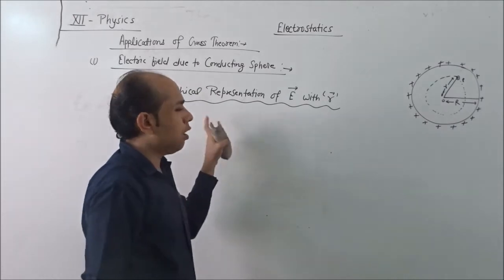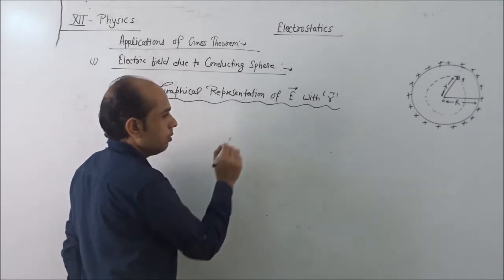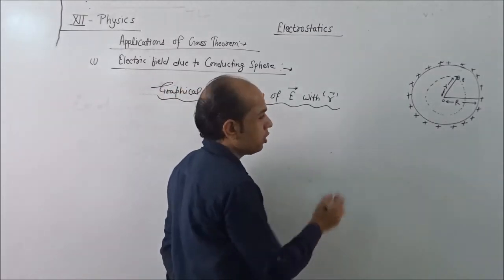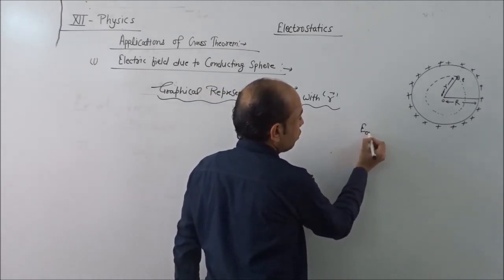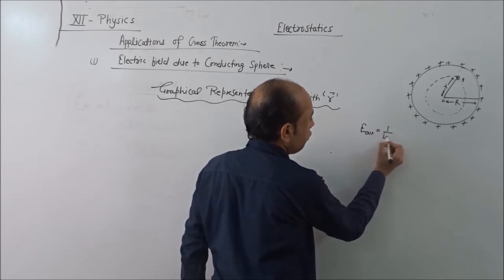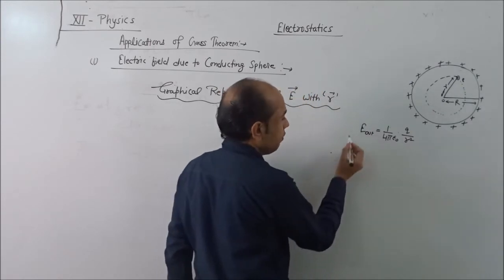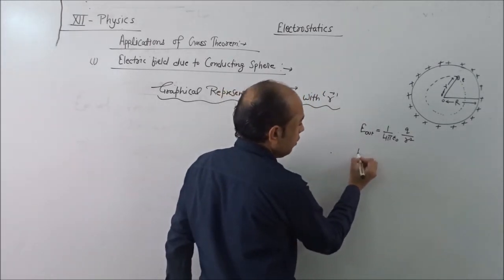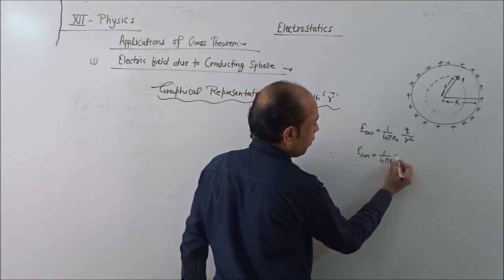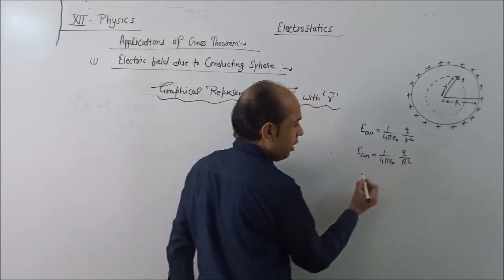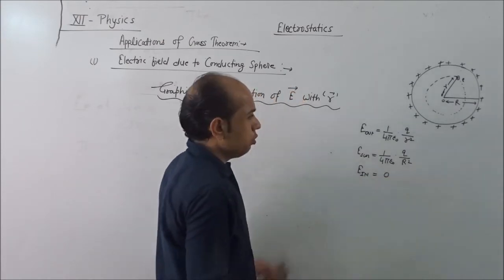Now we see how to represent graphically electric field versus distance r. Before plotting the graph, first we write the results. E outside is equal to 1 upon 4 pi epsilon naught q upon small r square. This is the first result, which we have already derived. Second one, E surface, is equal to 1 upon 4 pi epsilon naught q upon capital R square, and third one, E inside, is 0. So we have three results.